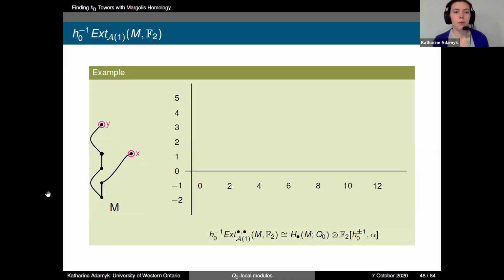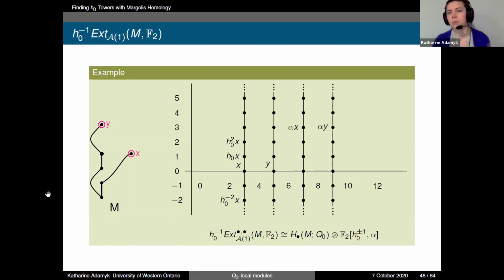So what does this look like? Well, here's an A1 module M. You can check, or you can just believe me that this is a module over the whole Steenrod algebra. I can give it a compatible Sq^4 action and so on. The Q naught Margolis homology is going to pick out these classes X and Y. So H naught inverted Ext over A1 of this module is going to have an H naught tower for the class X, an H naught tower for the class Y, and then multiplication by the class alpha is going to cause these to repeat every 4 degrees.